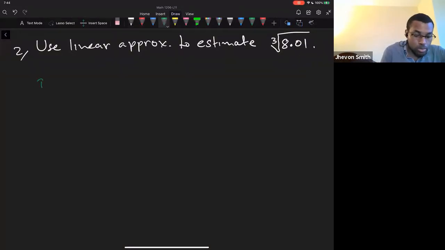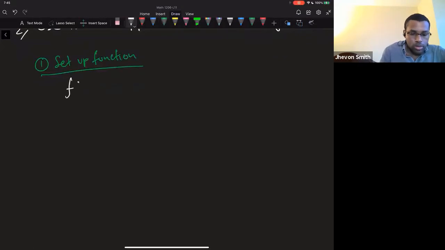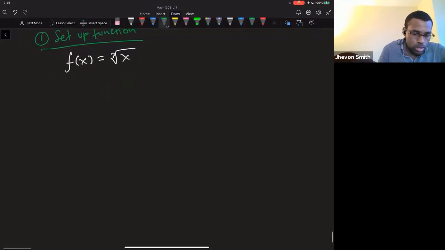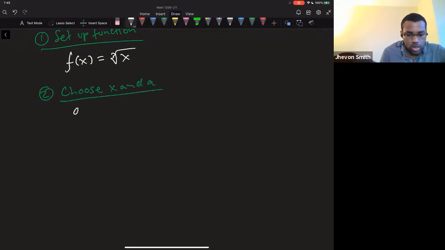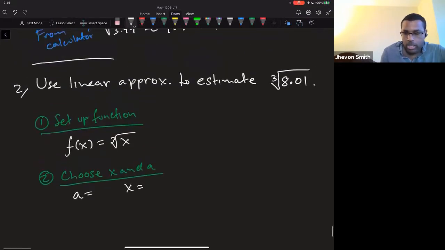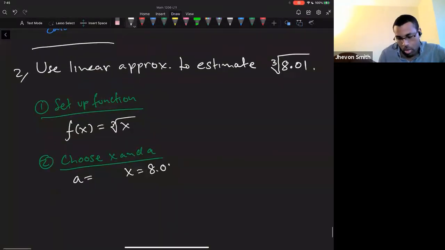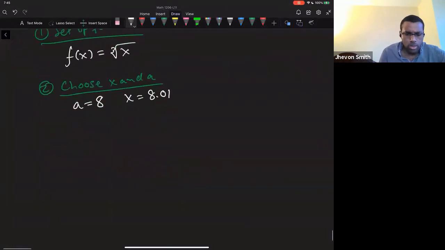So the thing is, we're going to set up a function. So f of x equals the cube root of x. 2, choose x and a. Here you're going to have your a and your x. Your x is going to be the guy you want to approximate at, so that's 8.01. Your a is going to be something super close to that, which is a nice value that you can kind of know what it is, and that would be 8. So yeah, we know the cube root of 8. That's just 2. It's easy.